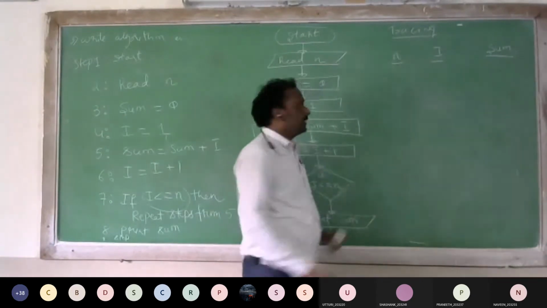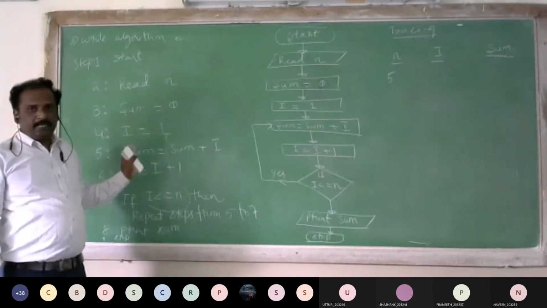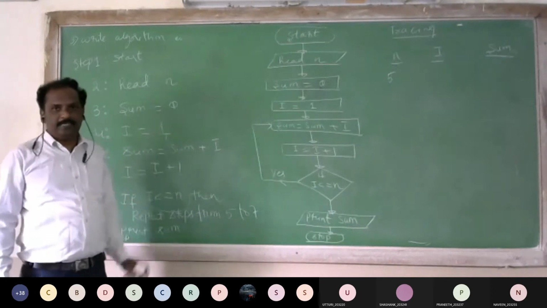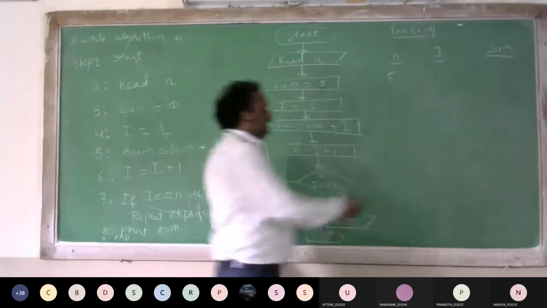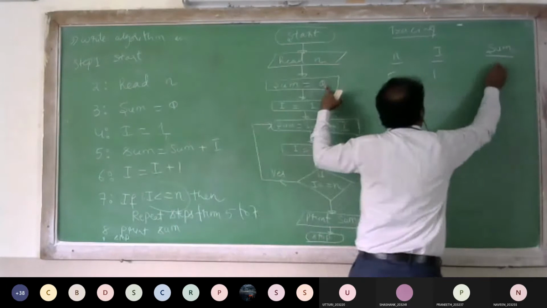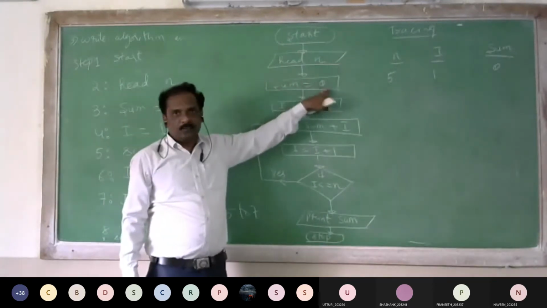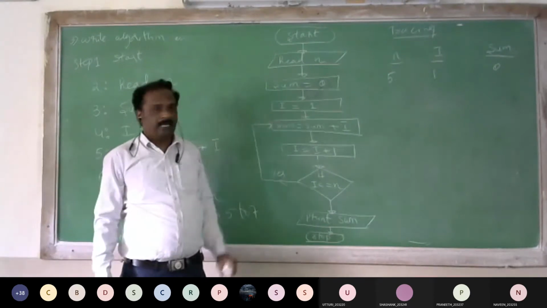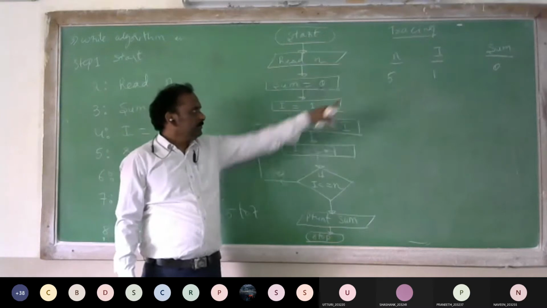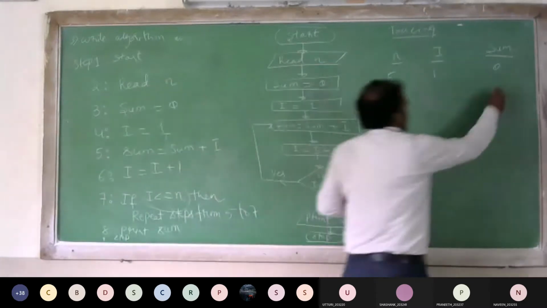This is the input. Say that n is 5. What is the title of the problem? Write algorithm and flowchart to find the sum of n numbers. The n value I have taken as 5. The starting number I have to take as 1. What is the initial value of the sum? Sum is 0. Before starting the adding of numbers, sum will always be 0. I is 1. Now we have got one number. You add that number to sum. Sum is 0. 0 plus 1 will become 1. 1 is stored in sum. So sum will change to 1.